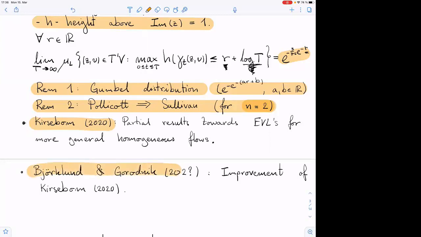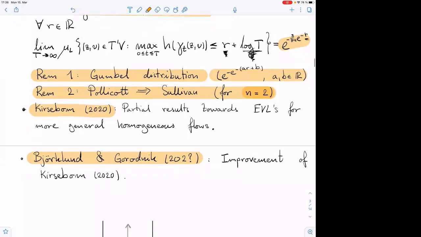And recently, Björklund and Gorodnik have, so I don't think there's a preprint available yet, but they have made some improvements, so reduced the number of assumptions needed. But in this level of generality, there's really not much understood about how these extreme value laws work.